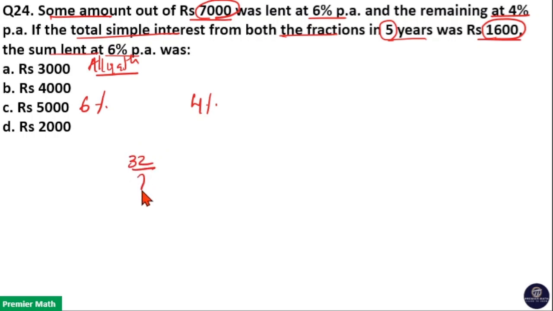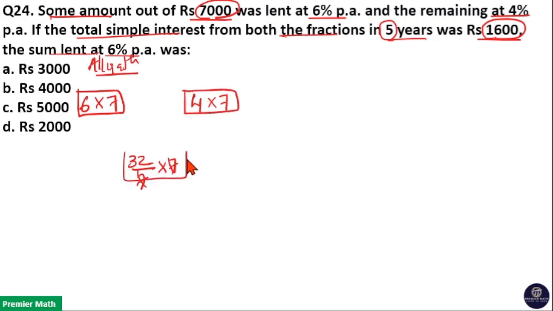Now 32 by 7%. Now I want to cancel this 7, so I will multiply it with 7. So I should multiply 6% and 4% with 7 respectively. 6 into 7 is 42 and 4 into 7 is 28, and this is 32.